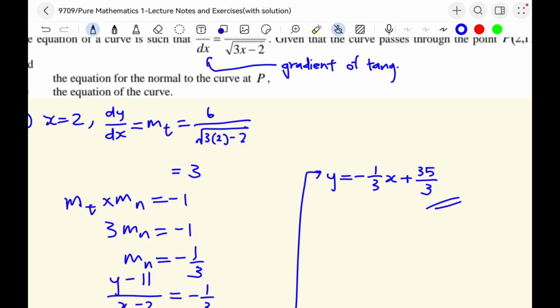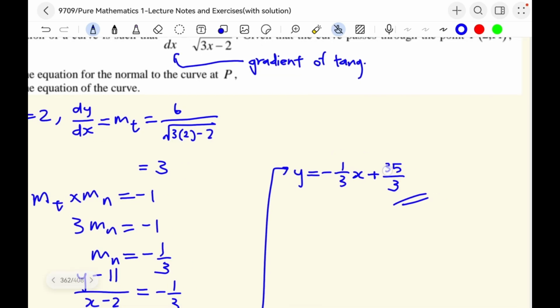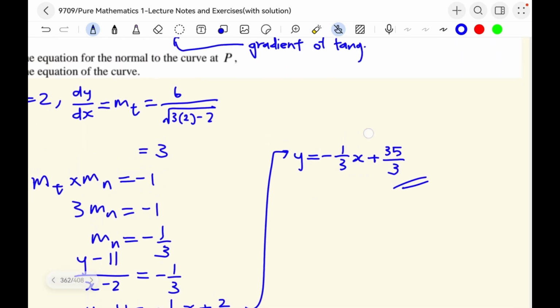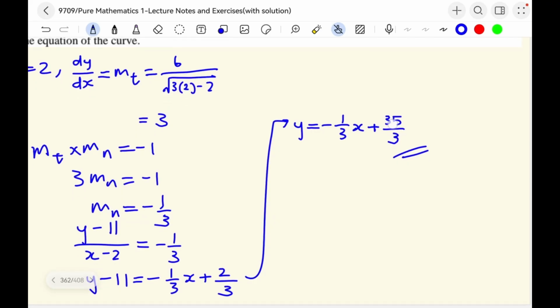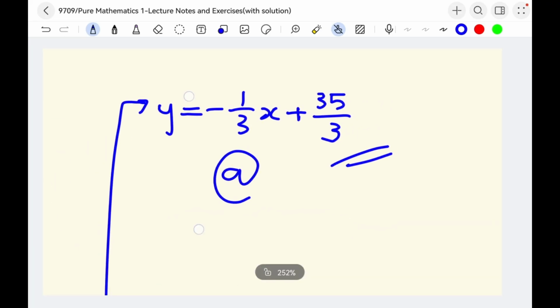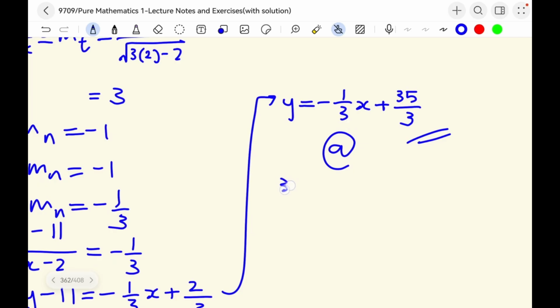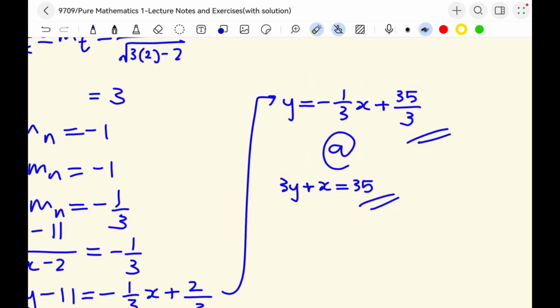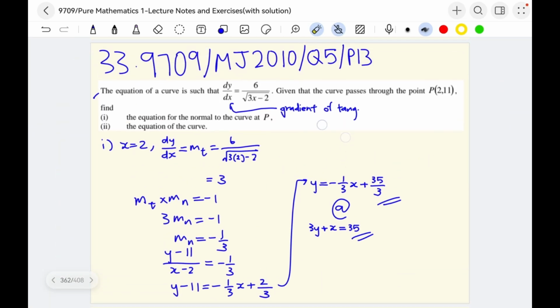Or another equivalent equation which is accepted by the standard marking scheme of the Cambridge A-level. Okay? Or you can write it in the standard form. It's up to you. You can write it like this: 3y plus x is equal to 35. It's also acceptable as long as these two equations are equivalent to each other. Okay?